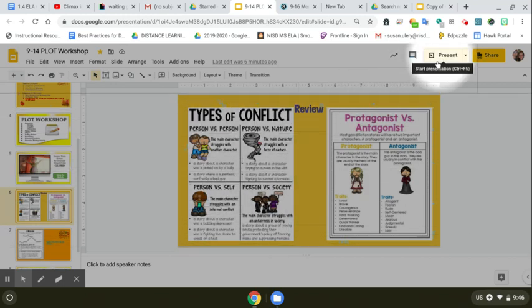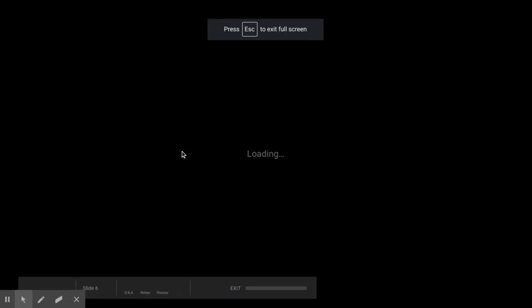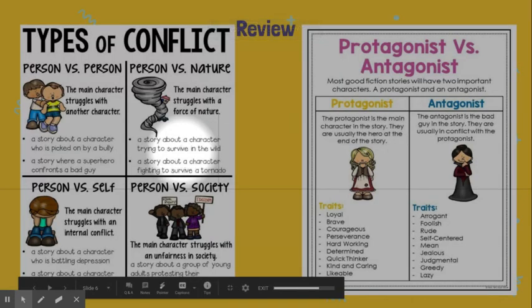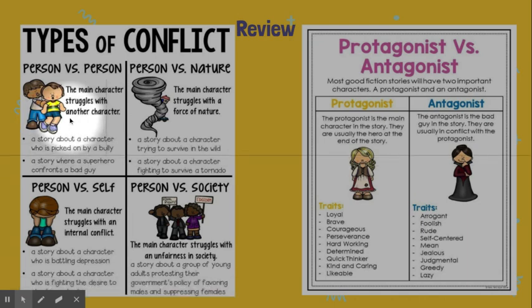We have in here person-to-person conflict. That's when the main character struggles with another character. Another type of conflict that you may come across in any given story or novel is a person versus nature. That's where the main character struggles with forces of nature beyond their control. Like maybe the story's about a character fighting to survive a tornado, or maybe the character is trying to survive in the wild. Okay?